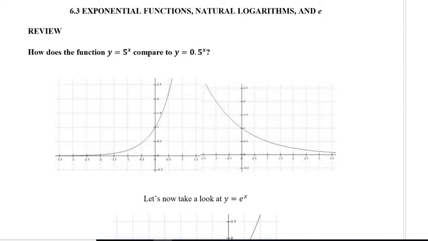So the first part: how does the function y equals 5 to the x compare to y equals 0.5 to the x? You notice that it is just reflected in the y-axis. A couple of things that you should notice is that they have the same y-intercept, and they also have no x-intercept. They have the same asymptote. They have different directions.